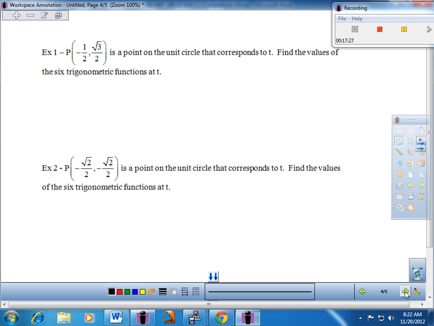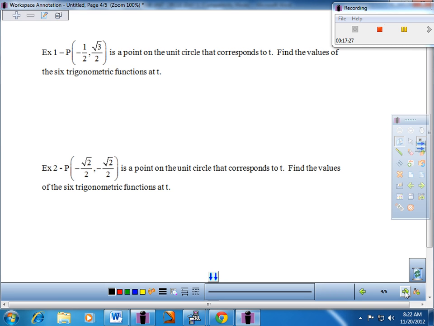So example 1, there's a point, -1/2, comma √3 over 2, is a point on the unit circle that corresponds to a t. Now basically that point theoretically can correspond to an infinite number of t's, but for right now it just corresponds to a t. Find the values of the 6 trig functions at t.